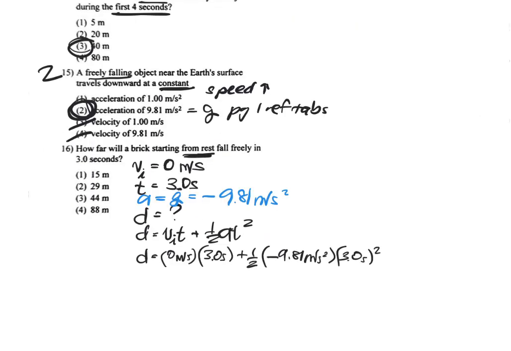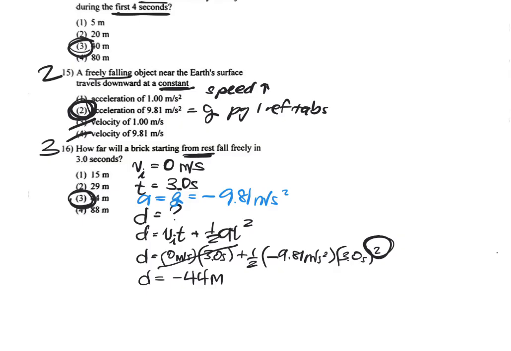So we put everything in, and of course 0 times 3 is 0, so that goes away. And don't forget to square the time on the end. So 1/2 times negative 9.81 times 9, since 3 squared is 9, is 44 meters to 2 sig figs. So that's choice 3. All right, next.